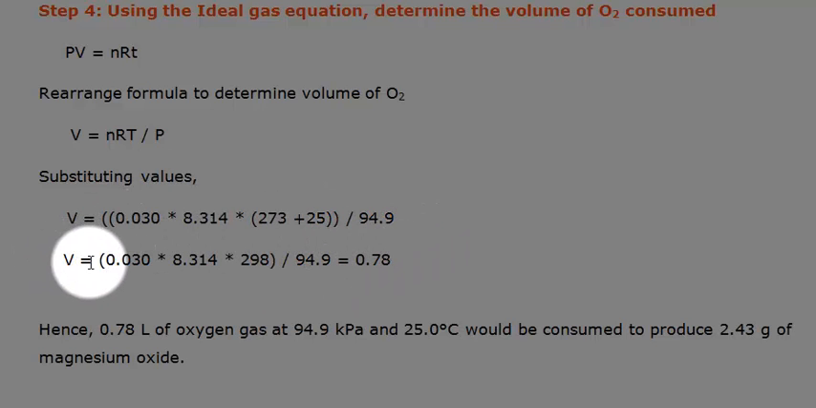So the volume equals 0.030 times 8.314 times 273 plus 25, which is 298, divided by 94.9. And using your calculator, you will find that this value is 0.78. Hence, 0.78 liters of oxygen gas would be consumed to produce 2.43 grams of magnesium oxide.